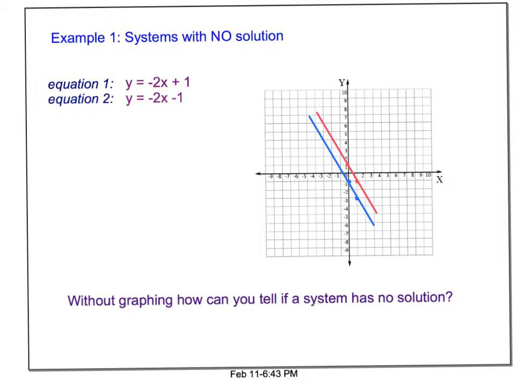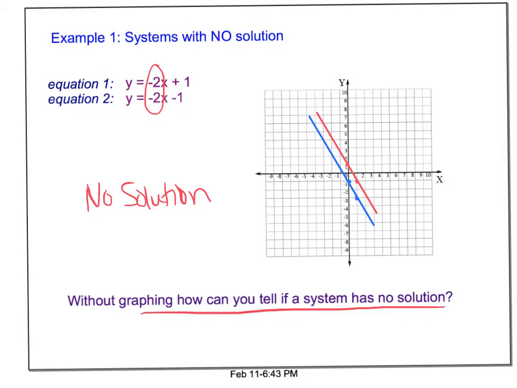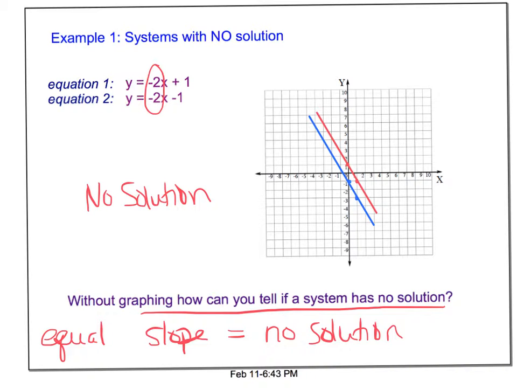You can also tell they're parallel by looking at the slopes. Remember, same slopes means parallel lines. So if your lines never intersect, then there is no solution. Again, if you were not graphing, you could tell a system had no solution because their slopes would be the same. So equal slopes means no solution because you have a set of parallel lines.